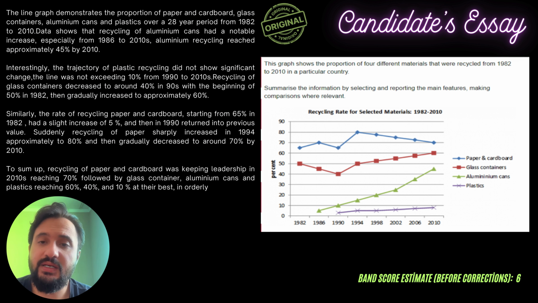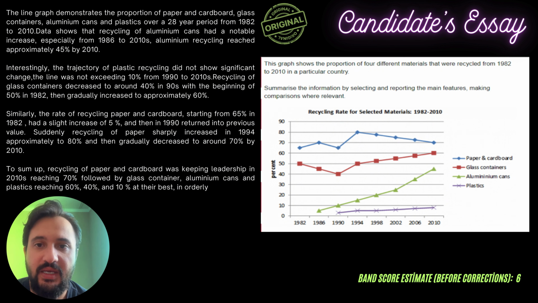First one, the line graph demonstrates the proportion of paper and cardboard, glass containers, aluminum cans, and plastics over a 28-year period. But in English, articles A and D are used to specify nouns. In this case, A should be used before 28-year period to make the phrase more grammatically correct. So the line graph demonstrates the proportion of paper and cardboard, glass containers, aluminum cans, and plastics over a 28-year period.